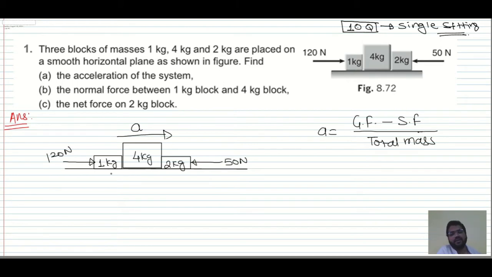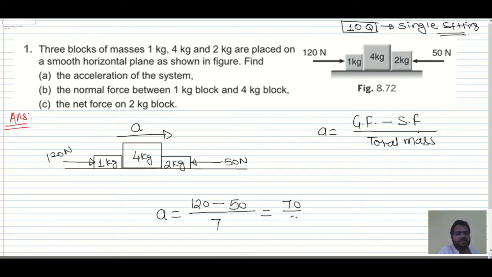achieve the goal, right? So over here the acceleration is the greater force minus the smaller force divided by the total mass. Now what is the acceleration over here? The greater force is 120, the smaller force is 50, and the total mass is 7. So it is 70 by 7, which is equal to 10 meter per second square. This is the acceleration of the system.